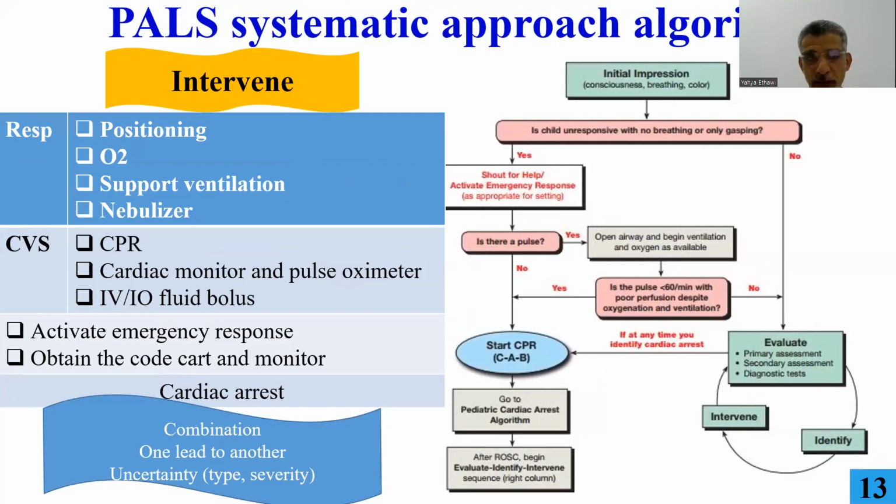Our intervention in the primary assessment: we position the baby to open the airway. We give oxygen. We do ventilatory support, and we might give a nebulizer or inhaler. For cardiovascular, our intervention is either we do CPR or we just monitor the heart and saturation. We might give IV fluid through intravenous or intraosseous access. Of course, if we did not activate emergency response, we should call the rapid response team. And if we don't have one, then we shout for help.